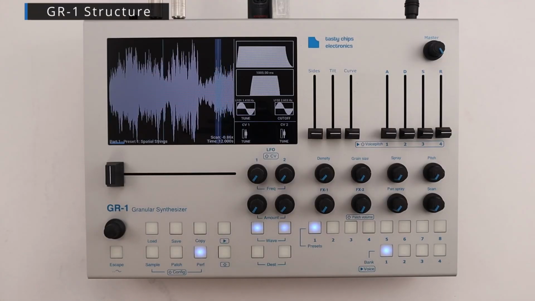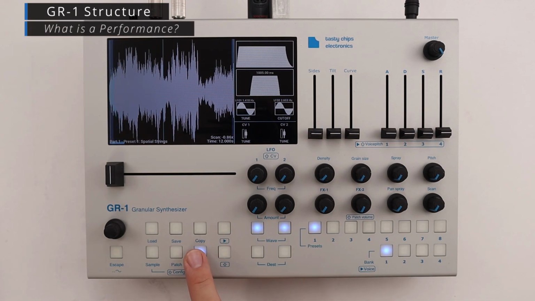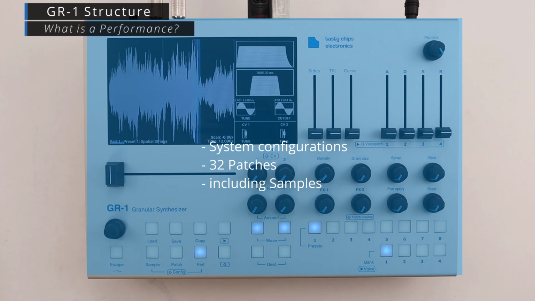The system is organized into three tiers: performance, patch, and sample. Let's start with the biggest tier, which is performance. Performance basically covers the entire system, which means all its global system configurations, all 32 patches, and all the samples that are used inside each patch.